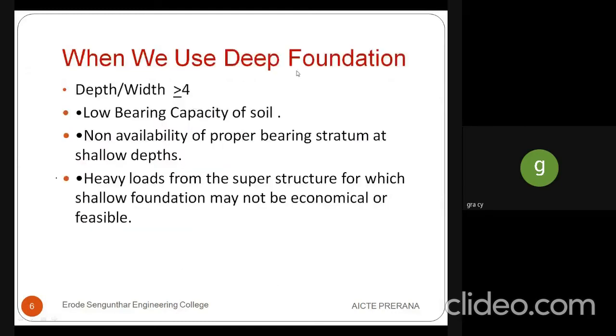So when we use a deep foundation, the ratio of depth to width should be greater than or equal to 4. If the load bearing capacity of the soil is applicable, we can go for the deep foundation. When there is a non-availability of a proper bearing stratum at shallow depths, we will go for the deep foundation. Then heavy loads from the structure, for which a shallow foundation may not be economical or feasible. In that case also we will go for the deep foundation.